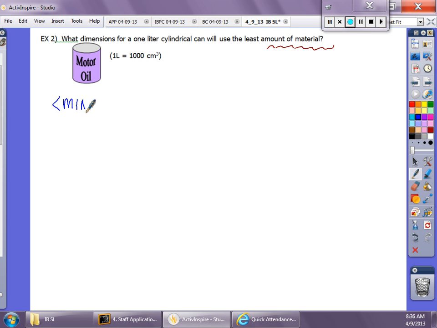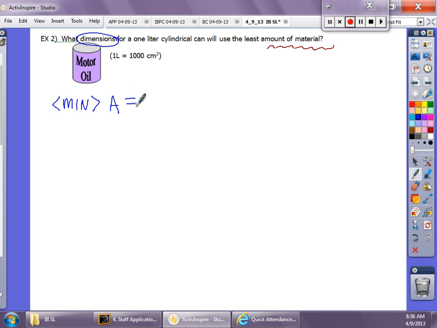Minimum surface area. So I'm just going to use A for area again. And then in the end, my real question will be the dimensions. So you just want to make sure at the end you answer whatever they asked you for. All right, so surface area, cylinder.